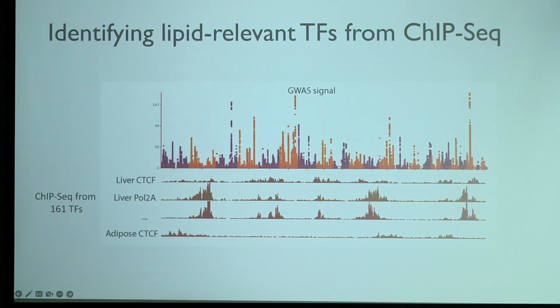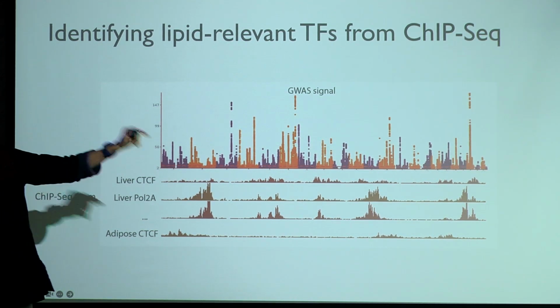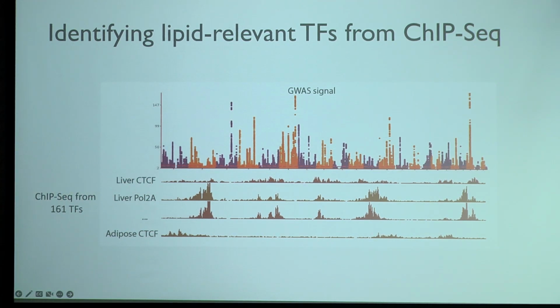Another question that we were interested in, and this really segues very nicely from the previous talk, is trying to identify transcription factors that could have an outsized effect in lipid biology. Are there certain transcription factors that, for some reason, regulate more lipid-related genes than not? And to do this, we use this method called stratified LD score regression.